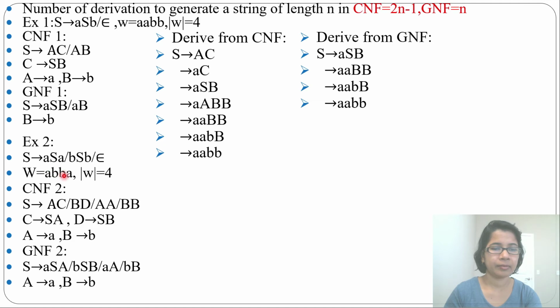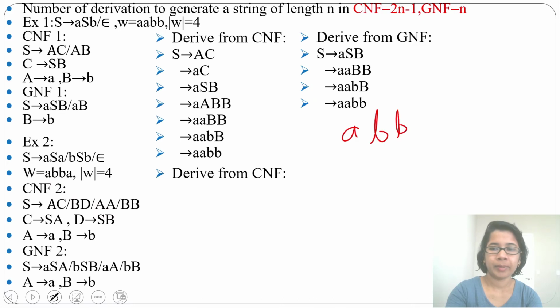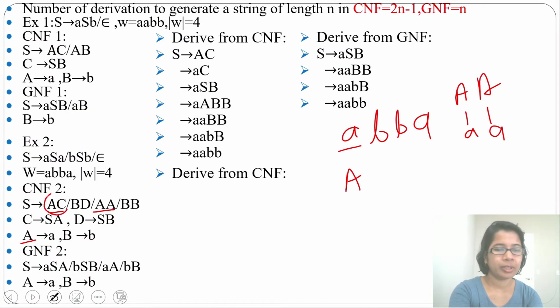Let's derive this string from the CNF and GNF. First let me derive from the CNF. I need to derive ABBA. Length is 4. And A can be derived from A. So first variable should be A. Then here there are two productions, AC and AA. If I derive AA, then from this I can generate AA. But I need to derive ABBA. That's why I will go with this option.